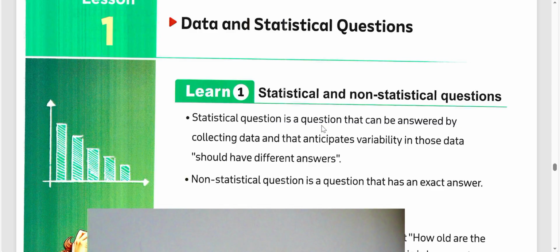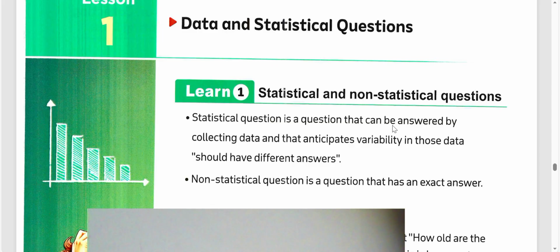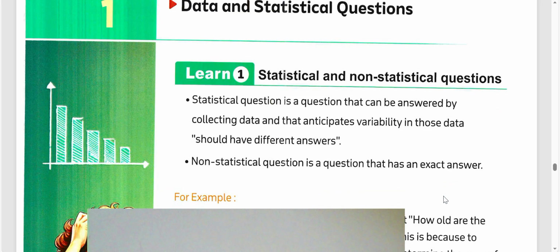So a statistical question is a question that can be answered by collecting data, and the answers in that data should have different answers. Okay, the statistical question should have different answers. A question that has exactly one answer will be a non-statistical question. But a statistical question is about groups, okay? It is about groups, and we have different answers. If we have different answers, it will be a statistical question.